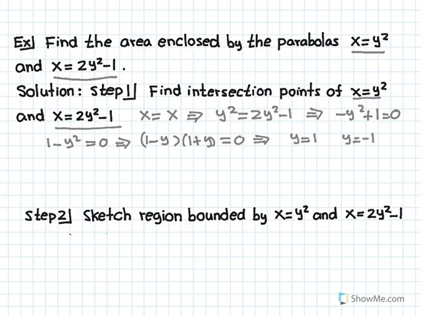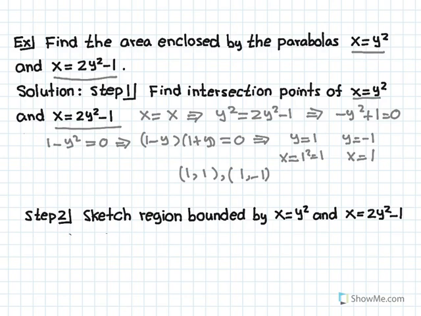Now let's get the x values as well. x equals y squared, so x equals 1 squared equals 1, and x equals y squared, negative 1 squared is also 1. So what we get is (1, 1) as one of the intersection points, and the other intersection point is (1, negative 1).